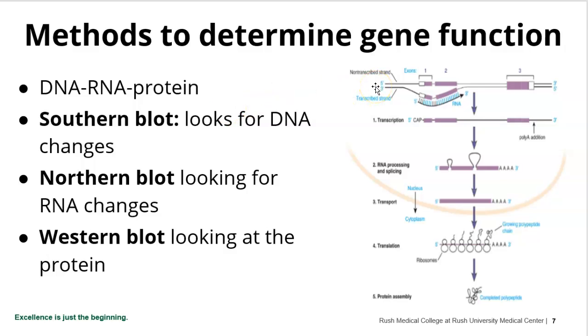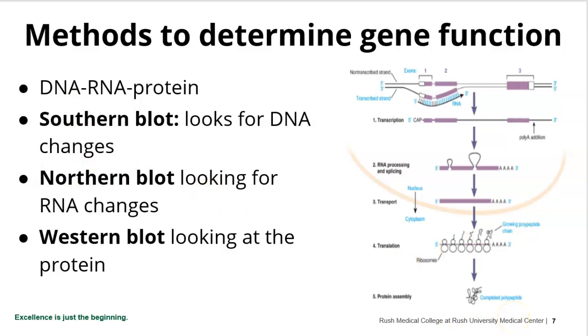But let's talk about the different ways to look for gene function. One is a Southern blot. This actually looks at the DNA in the nucleus. Is the DNA correct? A Northern blot looks at, is the RNA correct? Northern blots are used a lot in cancer because certain cancer genes are amplified, and so there's a lot more RNA, so we can figure out how much there is. And a Western blot looks at the end product, which is the protein.